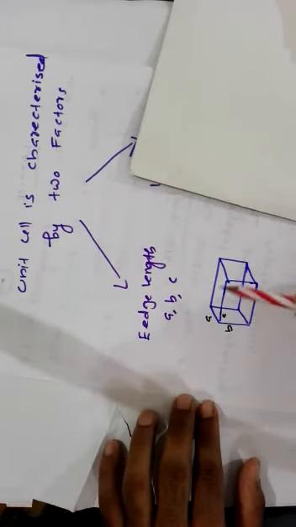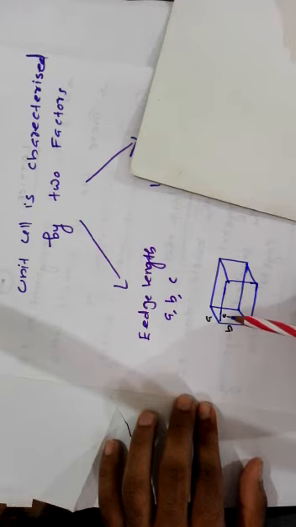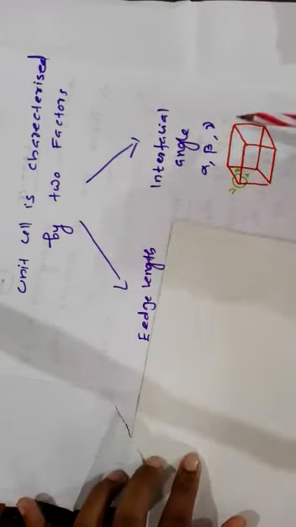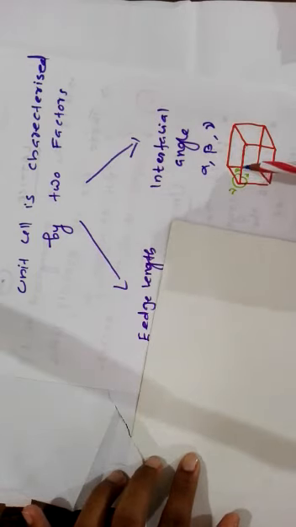Suppose this is a unit cell shape. These are the three types of edge lengths: a, b, and c. This is a, this is b, and this is c. Suppose this is a unit cell. These are the three types of angles: alpha angle, beta angle, and gamma angle.